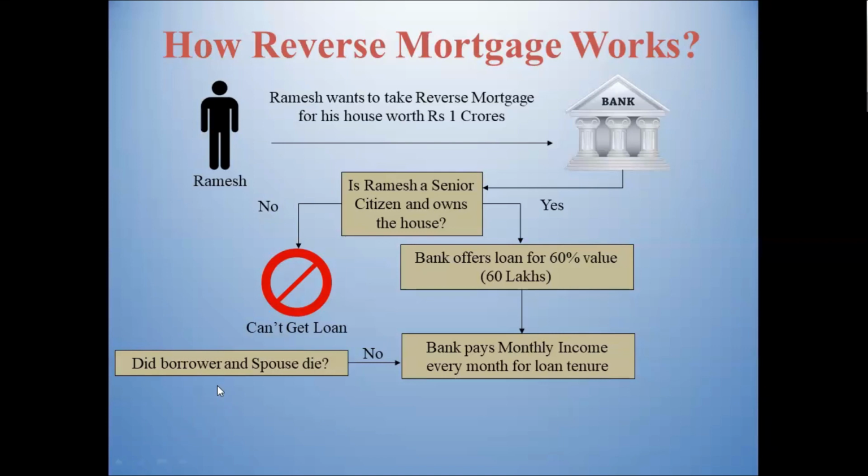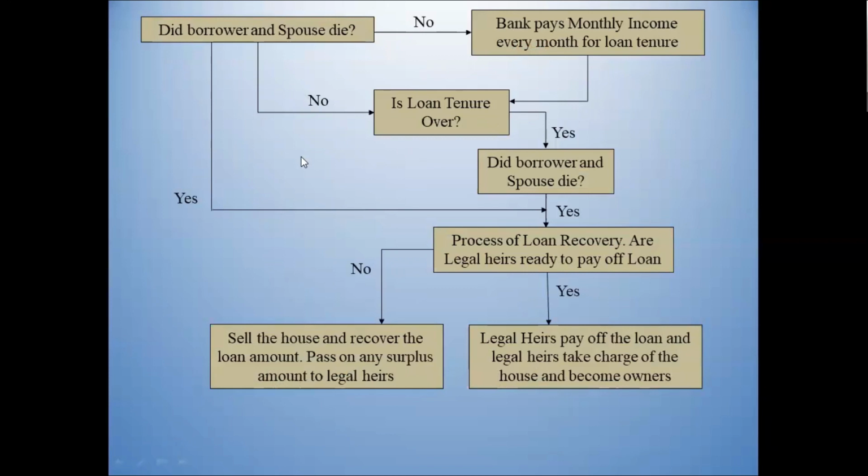Whether the borrower or spouse die or they survive, these payments shall continue as long as either survives or the loan tenure is not yet over. If the loan tenure is not over, then the periodic payment shall continue. If the loan tenure is over or the spouse and the borrower die, the process of loan recovery shall begin. There, as I have discussed, there are two clauses for recovery of the loan.